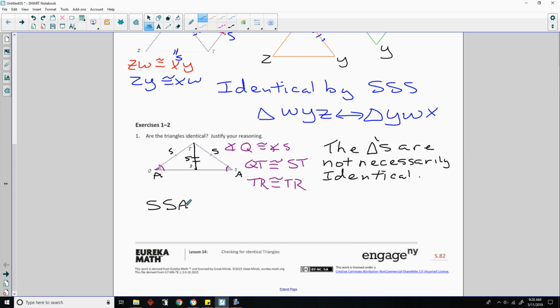Okay, since we have the SSA, they could be identical, but they might not be. We can't say for sure. It's not enough information. So the triangles are not necessarily identical.